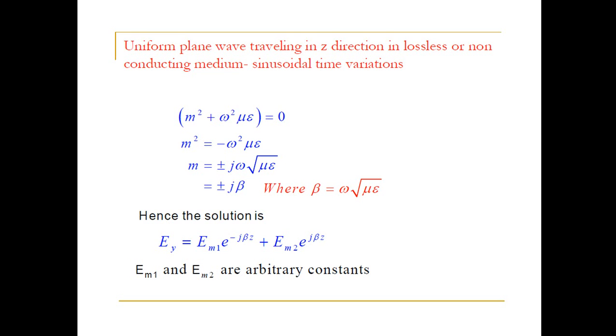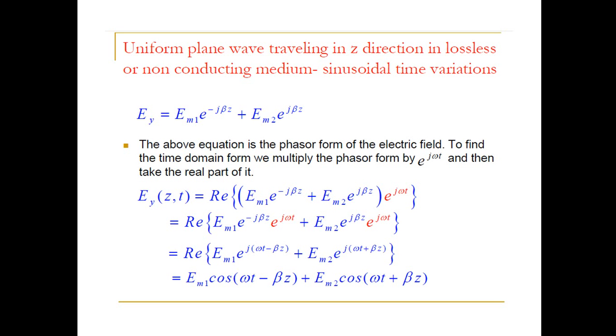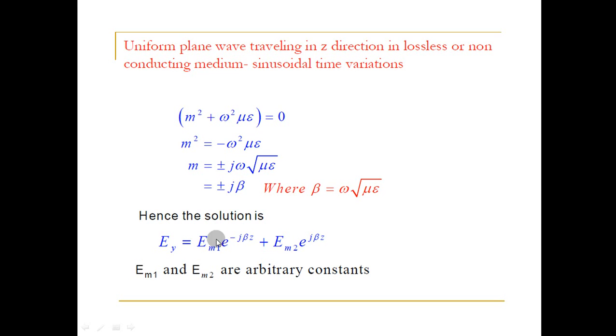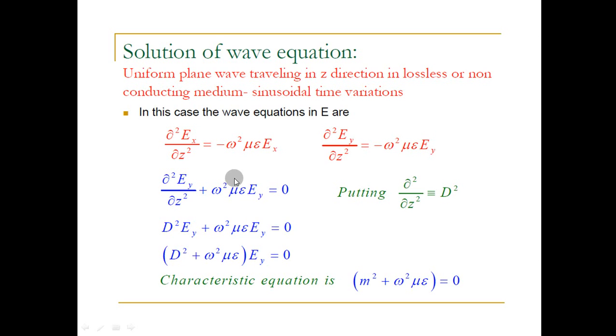Okay, so the continuation of the previous slide is that the uniform plane wave traveling in the z direction in a lossless or non-conducting medium with sinusoidal time variation, where we rewrite this equation from this part. This is the part which is deriving the forward wave, propagating in the plus z direction, and this is the part which is propagating in the negative z direction. It has been rewritten from the differential equation.